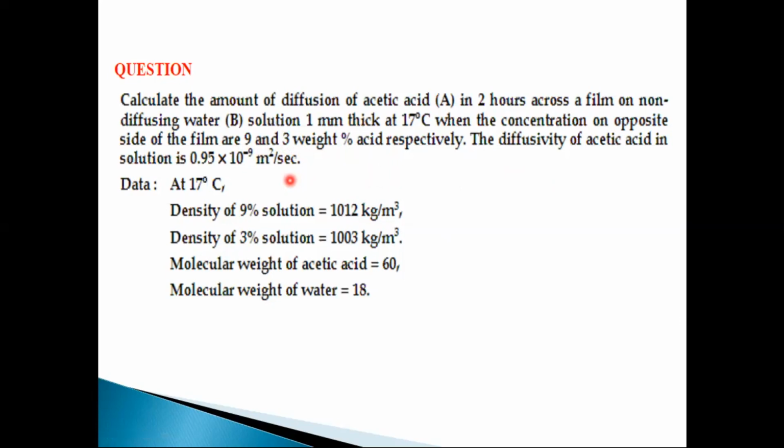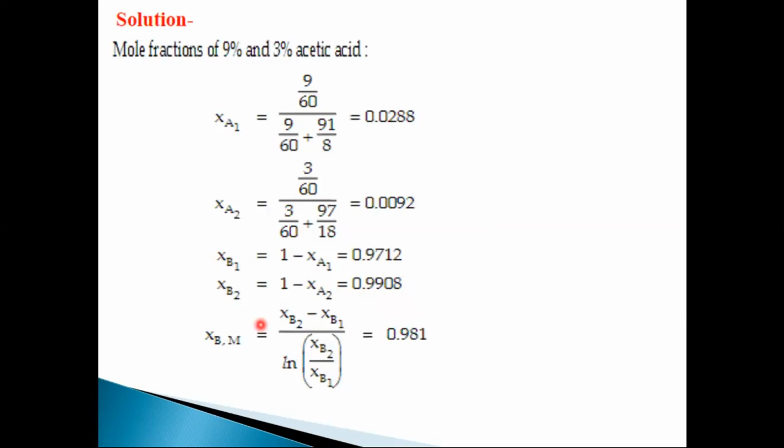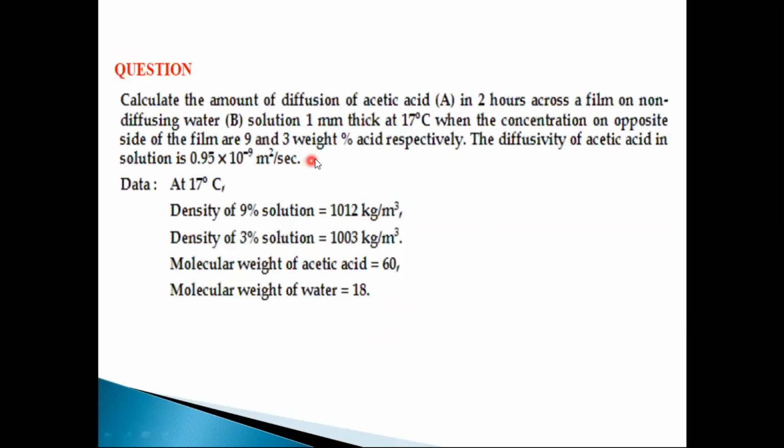Data given at 17 degrees Celsius: density of 9% solution is equal to 1012 kg per meter cube. Density of 3% solution is equal to 1003 kg per meter cube. Molecular weight of acetic acid is 60. We all know that molecular weight of water is 18. So the given data is time, that is 2 hours, and density of 9% solution and density of 3% solution.